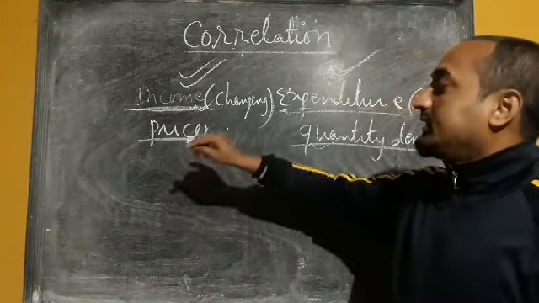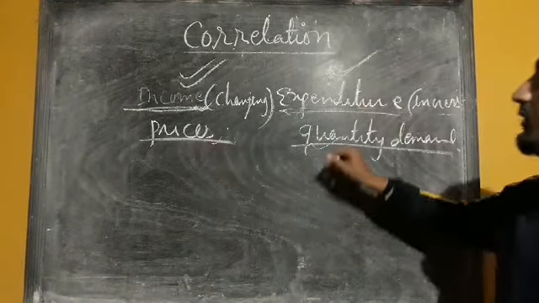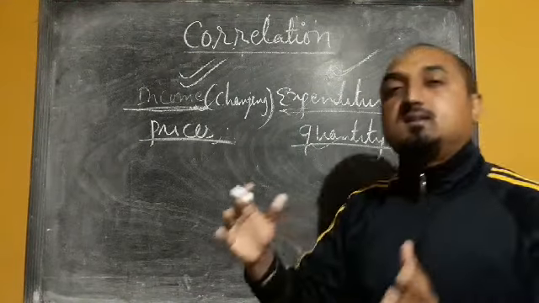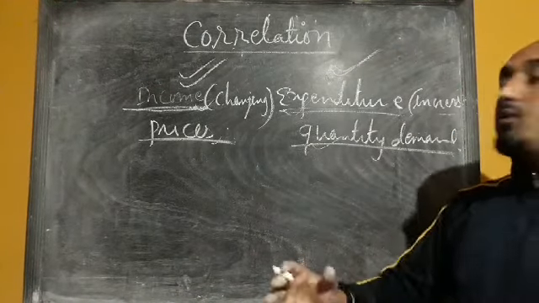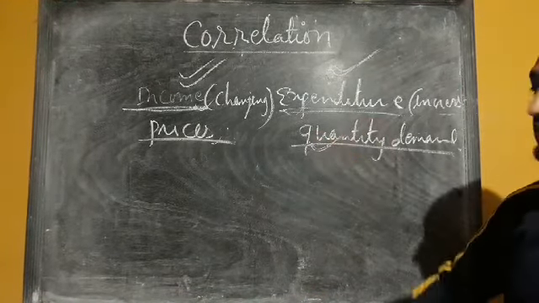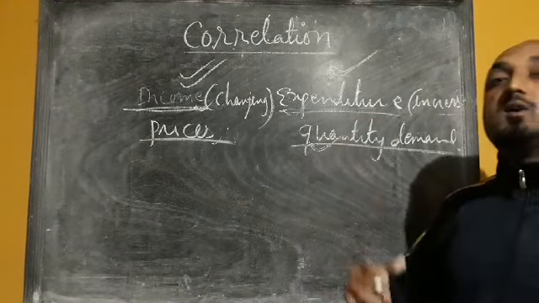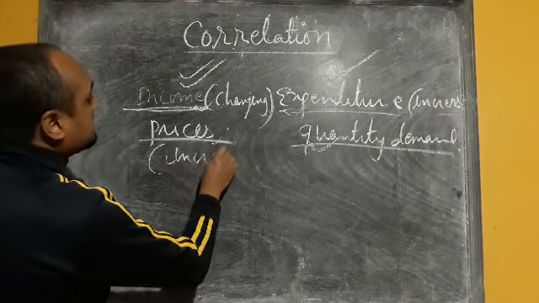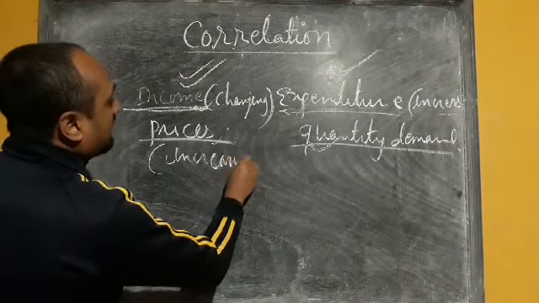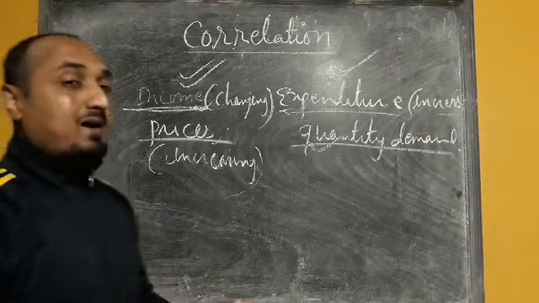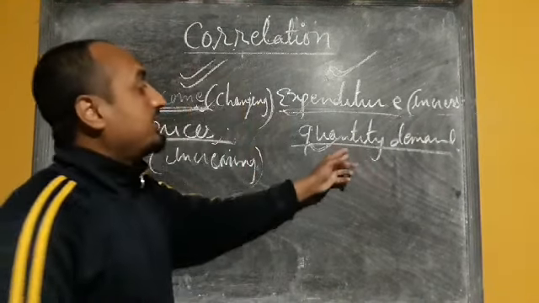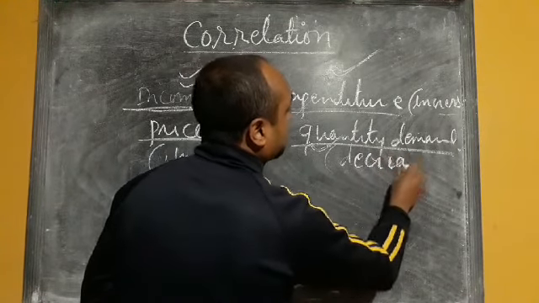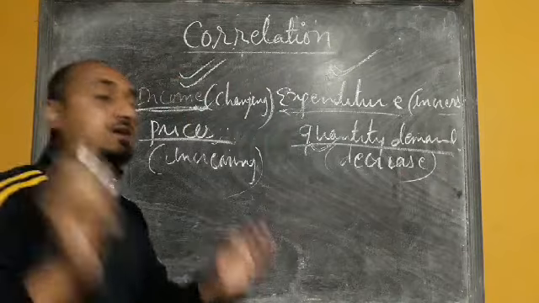Suppose we take the two variables, price and quantity demanded. If the price of a commodity is either increasing or decreasing, it has the power to influence the quantity demanded, so the value of quantity demanded will also change. Suppose the price is increasing. When the price of a commodity increases, the quantity demanded will decrease.